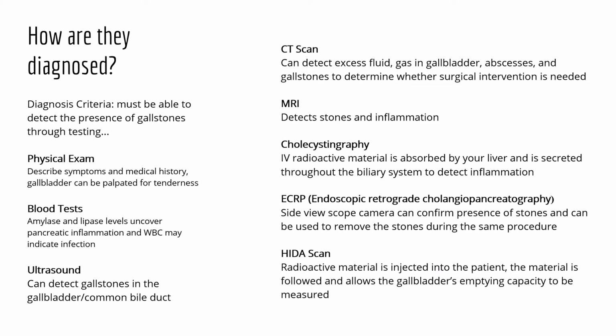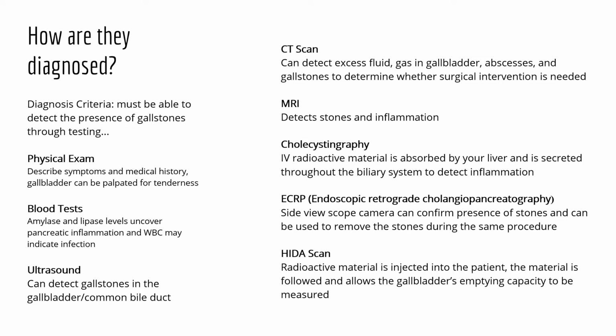There are many ways that gallstones can be diagnosed. However, diagnoses almost always begin with a physical examination from a healthcare provider. During this exam, patients will describe their symptoms and medical history and may have their abdomen palpated for tenderness. Next, blood tests can check for amylase and lipase levels as well as white blood cell counts to detect any abnormalities of the biliary tract.